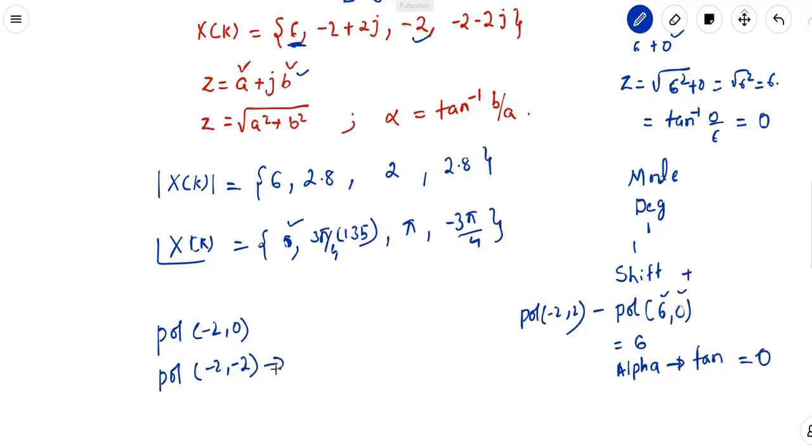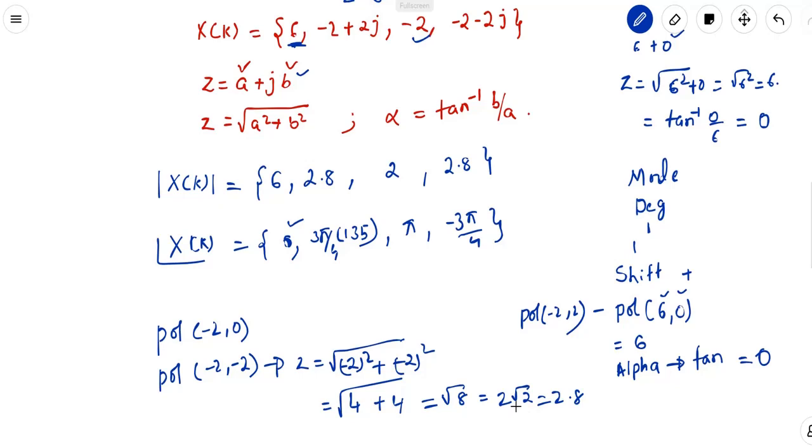So if you want this value using the formula, how do you write it? This is equal to root of (-2) whole square plus (-2) whole square. So this becomes minus into minus, so this becomes how much? 4 plus, minus into minus, 2 into 2, so this becomes +4 again. So root of this becomes root 8. This is nothing but 2 root 2, or it is equal to 2.8. Same way you substitute for the tan angle also. If you substitute, you are going to get -135, that is nothing but the same thing.